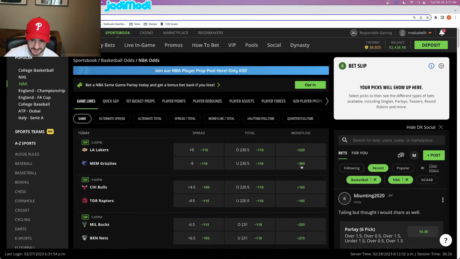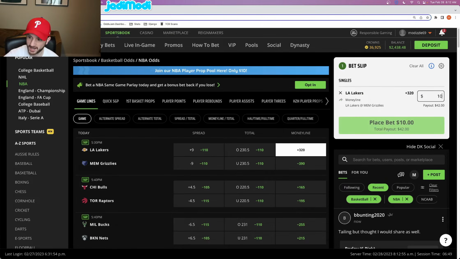So the minus, the number that comes after it, is how much money you would have to risk in order to profit $100. So in this case, for the Grizzlies, I would need to risk $390 to profit $100. For the plus, that is how much money you would profit if you risked $100. So the Lakers being at plus 320, if I risked $100, I would get a total payout of 420. You subtract your initial risk, and I would get a profit of $320.